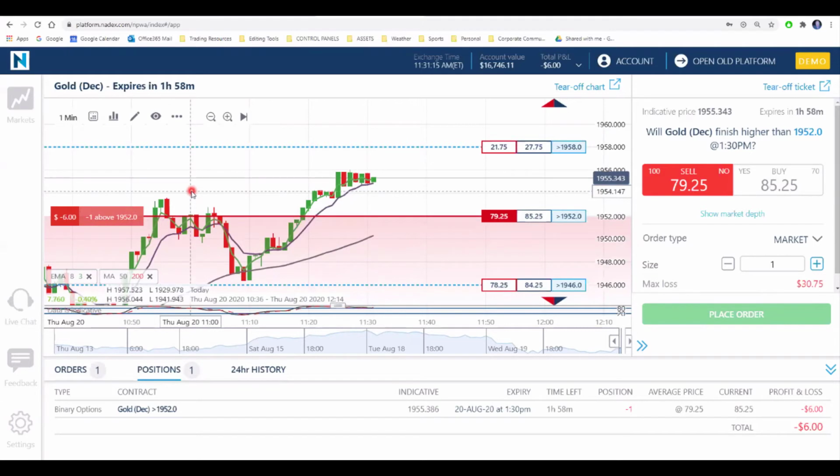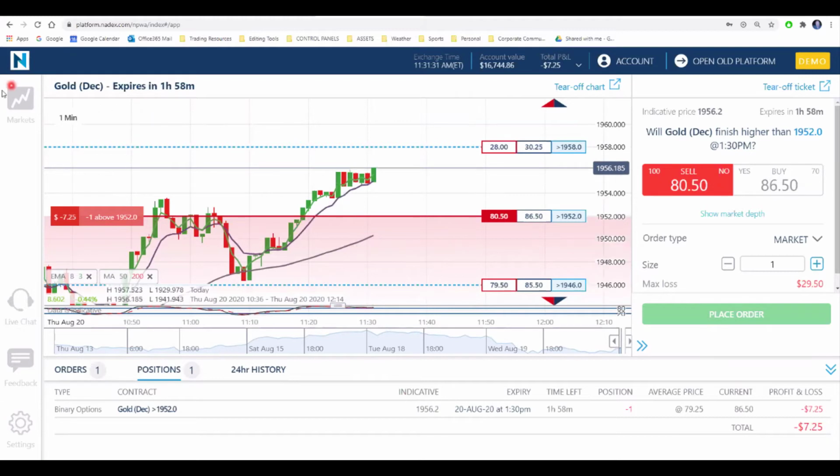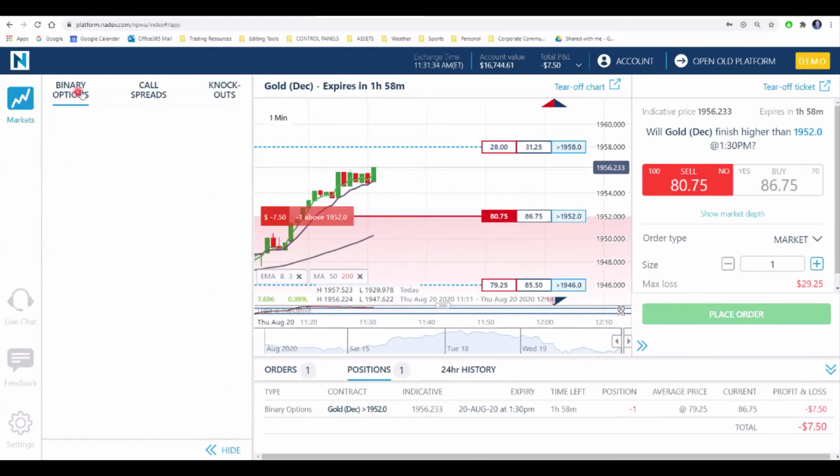Binary options, simple as 1, 2, 3. It's basically making an opinion about where the market is relative to a price point within a defined period of time. Now, this particular example expires at the end of the day. I could have chosen a contract that would expire. Let me go back to binary options and gold.